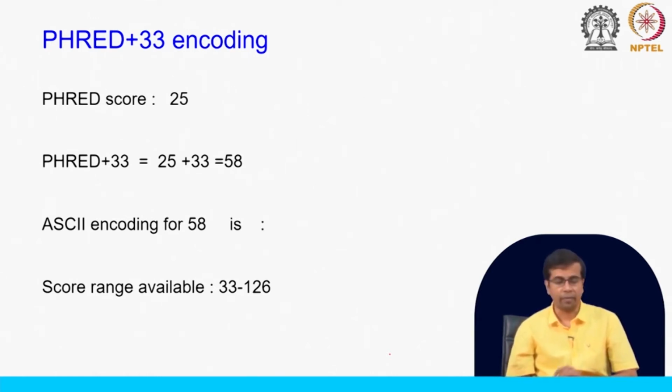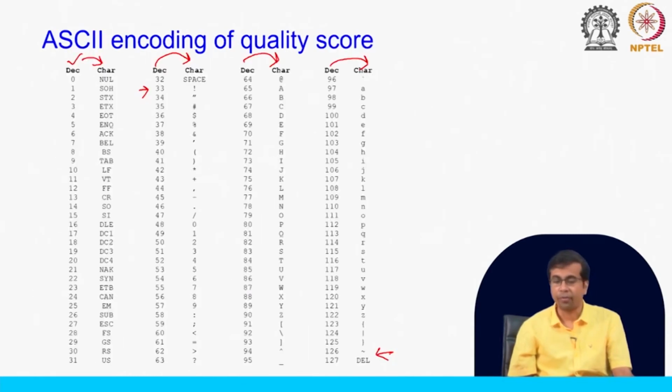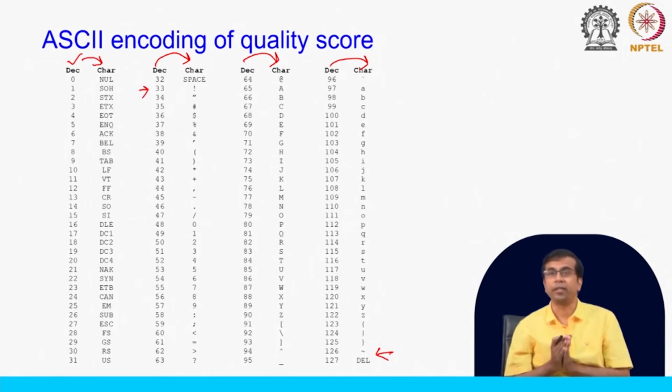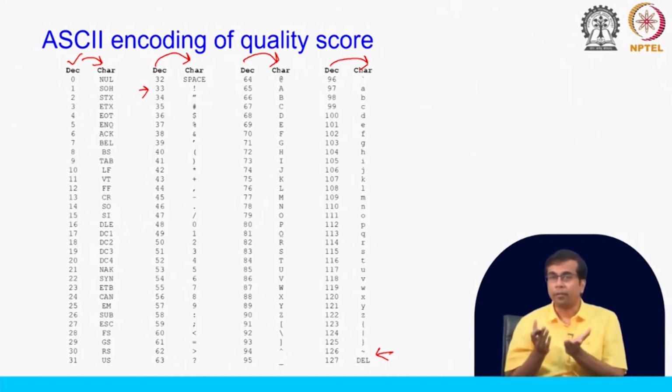The score range that is available, as I mentioned, is between 33 and 126. Okay. So, if your quality score from the machine is 0, your Phred plus 33 value would be 0 plus 33, which is 33. So, the encoding would be this exclamation mark, right. Similarly, you can calculate for each quality score what the Phred plus 33 value would be, and then you can use the corresponding encoding. Okay.